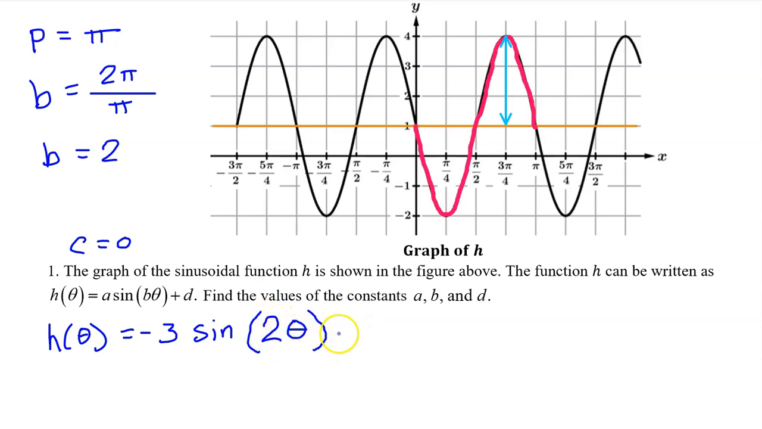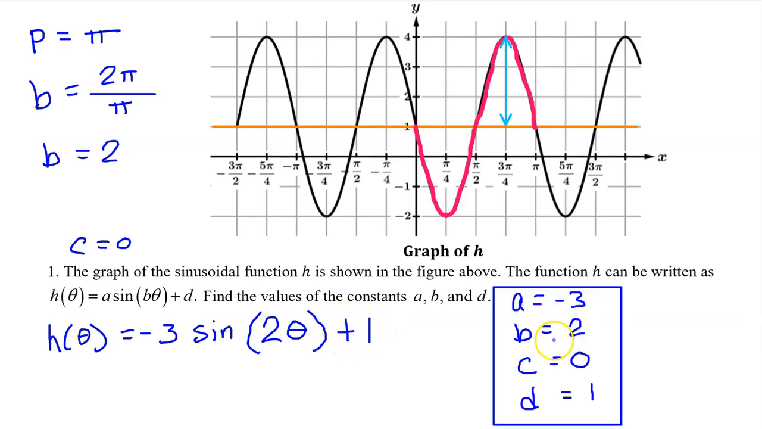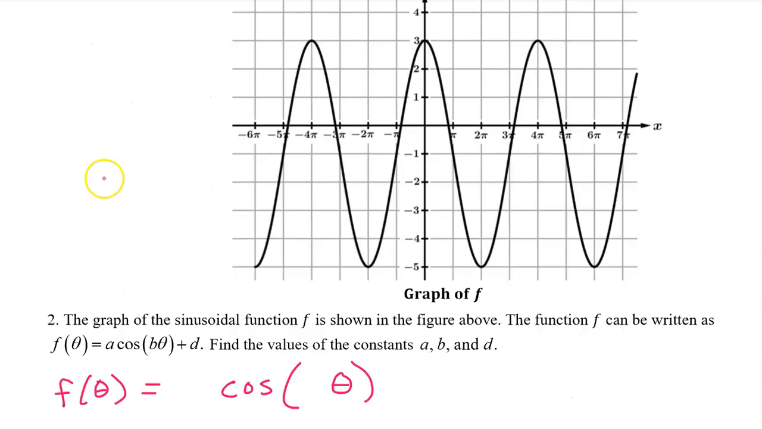That just leaves the d value, which corresponds to the midline. Since the midline is at y equals 1, the d value is positive 1. You can record your final answer like this, or leave it like this.